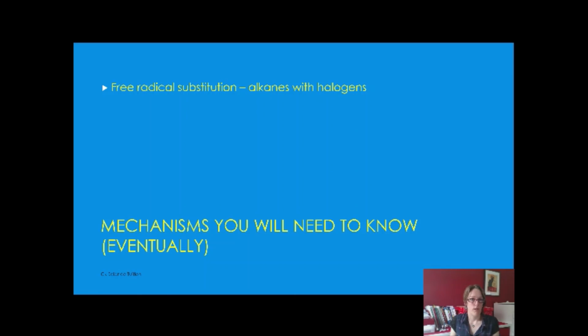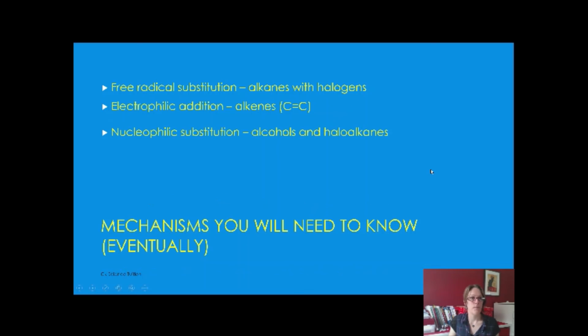So we should have already done free radical substitution. That's our alkanes reacting with halogens. Also comes up with CFCs and reactions of those in the ozone layer. Then we've got electrophilic addition. So that is our alkenes because they have a carbon-carbon double bond. They're going to undergo addition because of the double bond, and it's going to be electrophilic because it's attracted to the electrons in the double bond.